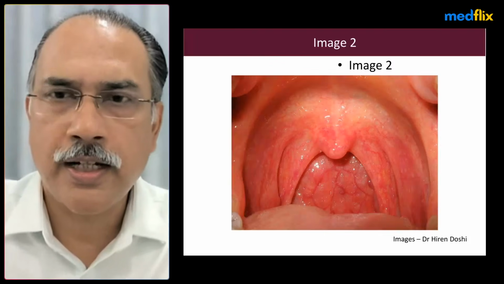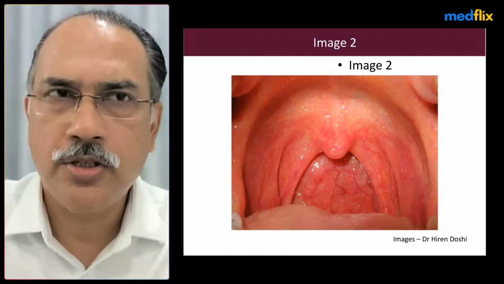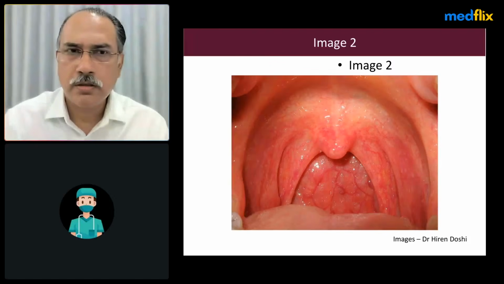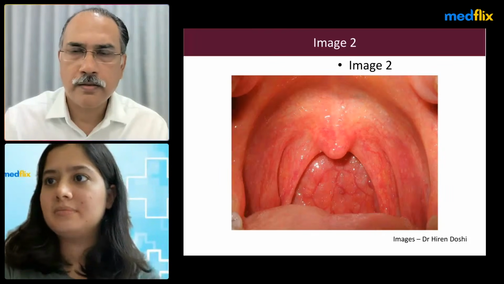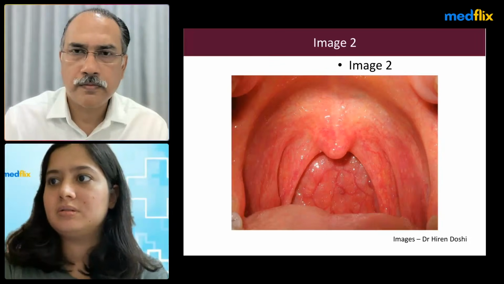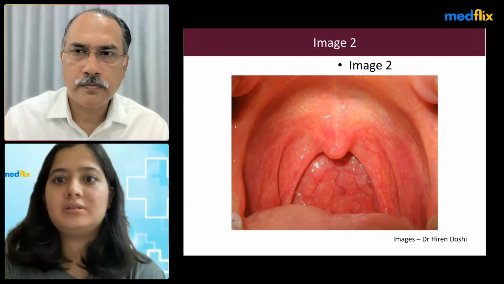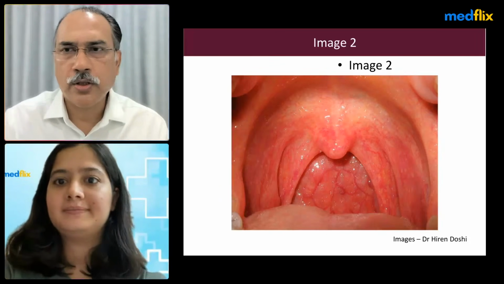Dr. Sanika, is my arrow seen on the image? No, sir. Is it possible for me to create a marker? Yes, sir. I'll just check and I'll be back. It's okay, don't worry.